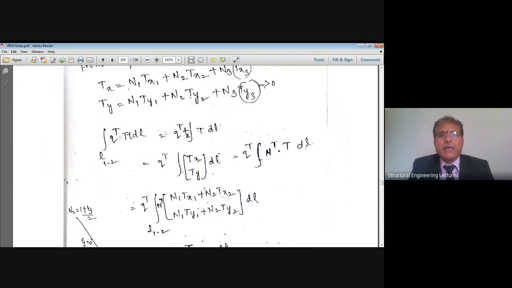And once we see this, I'll take it like this: Q transpose multiplied by T. I'm recalling the work done by the traction forces as Q transpose multiplied by T multiplied by ds, where ds is equal to the thickness of that element multiplied by the length of that side, 1 2 or 2 3 or 3 2 as appropriate.